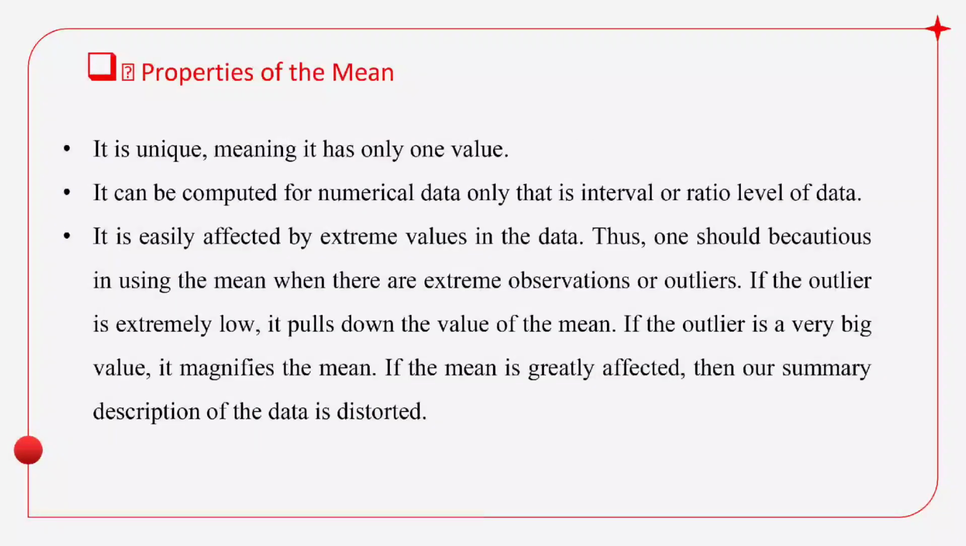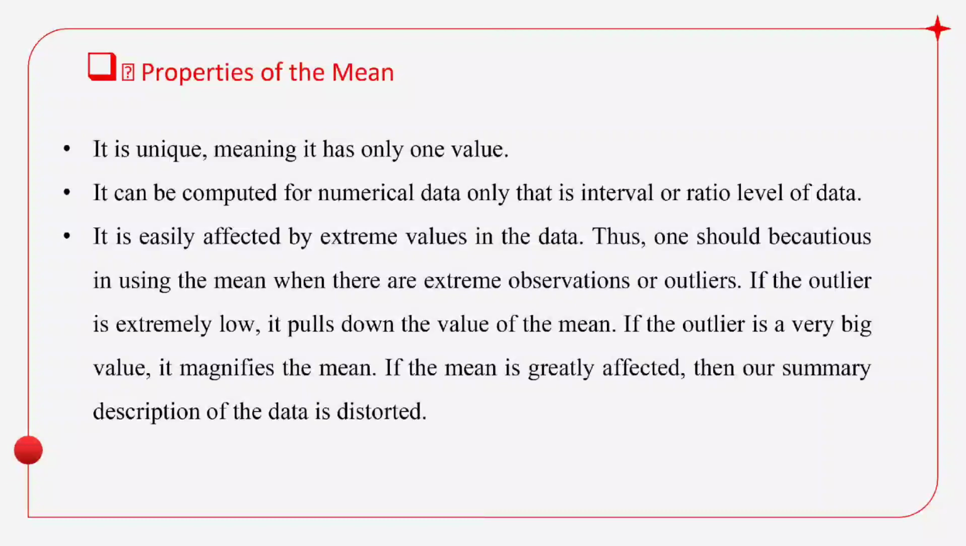So there are properties of the mean. First, it is unique, meaning it has only one value. It can be computed by numerical data only, that is interval or ratio level of data. It is easily affected by extreme values of the data. Thus, one should be cautious in using the mean when there are extreme observations or outliers.